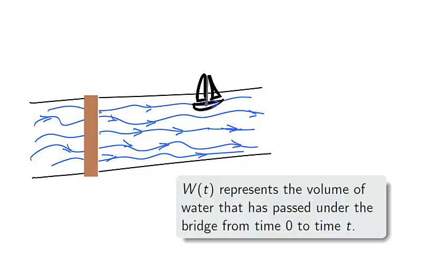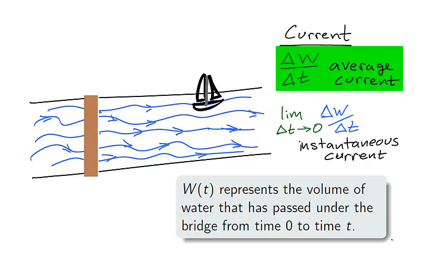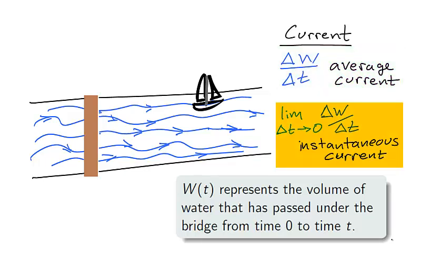Suppose a bridge crosses the stream. The function w will represent the flow of the stream passing below the bridge on the time interval 0 to t. The current of the stream is the rate at which the flow changes with respect to time t. That is, the change in volume with respect to change in time. We can discuss the average current just as we do average rate of change, and we can discuss the instantaneous current as the limit of the average current. To summarize, the derivative of flow is current, just as the derivative of position is velocity.